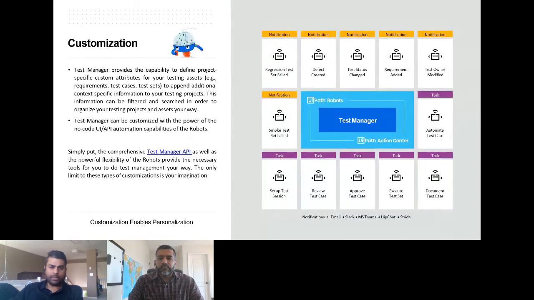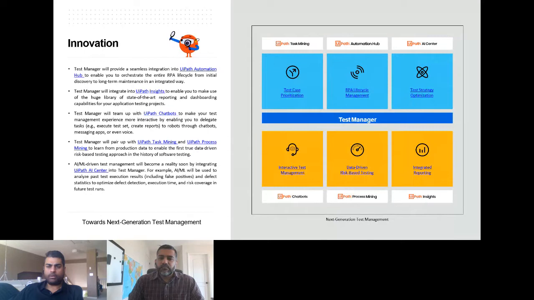Lastly, customization, this is very important. Test Manager can be customized as you need, because we don't have a one-fits-all solution for all test management, right? And that is where customization comes into the picture, and UiPath Test Suite has the capability to do your customization. And lastly, innovation. Innovation can be taking two things that already exist and putting them together in a new way, right? And that is where, when we talk about innovation with UiPath Test Suite, it fits right along with the platform. It can be automated with your UiPath inside. It can be integrated with chatbots, Task Mining, Process Mining, UiPath Process Mining, and AI Center. And that, at a high level, is about Test Suite.